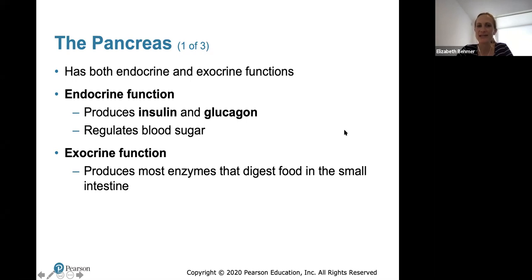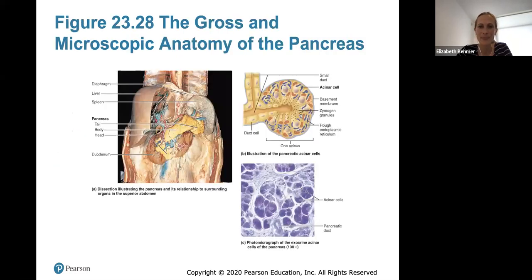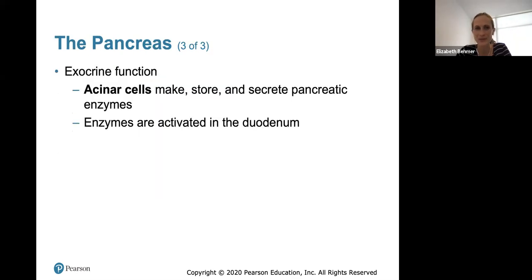The pancreas then has endocrine and exocrine functions. The endocrine functions are to secrete two hormones that regulate your blood sugar. And the exocrine function is to produce most of the enzymes that digest food in the small intestine. The main pancreatic duct is what will join with the bile duct to form that ampulla, which empties into the duodenum. And here's a look at the pancreas and the different types of cells in the pancreas.